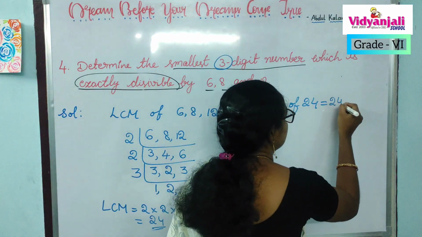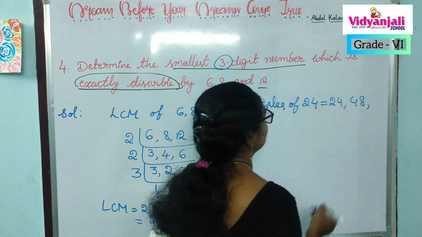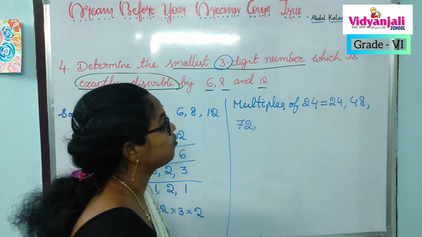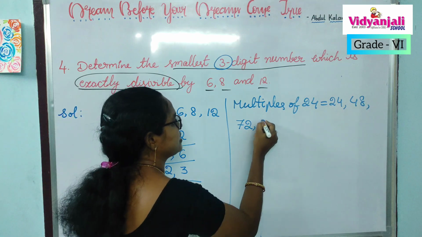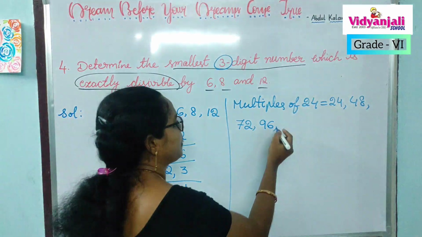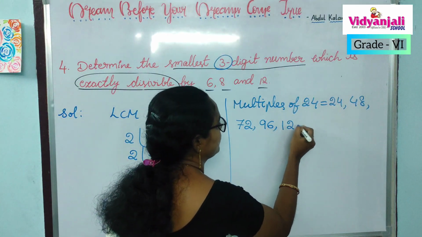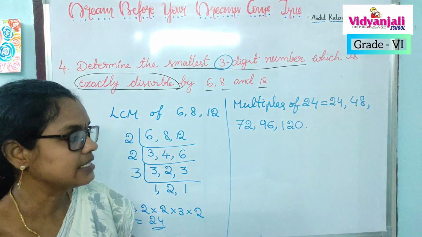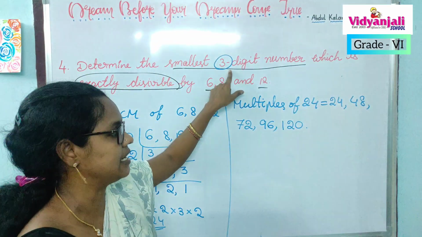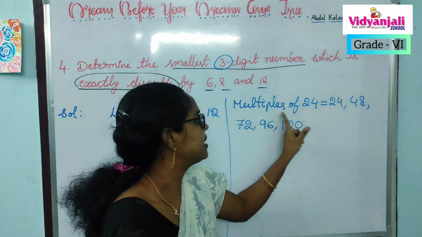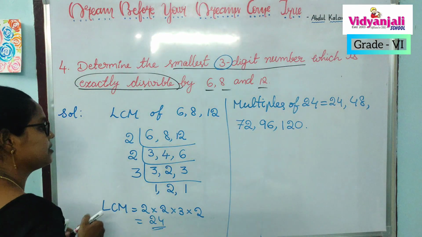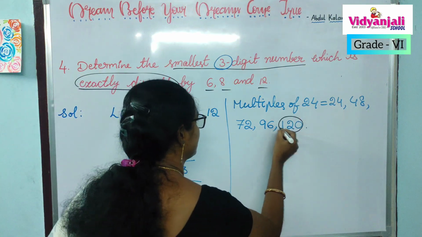24 ones, 24 twos. What is 24 threes? 72. 24 fours, 96. 24 fives, 120. Right? See, here we got the 3-digit number. We want the smallest 3-digit number. See, in the multiples of 24, this is the smallest 3-digit number, right? This is the required number. Okay.